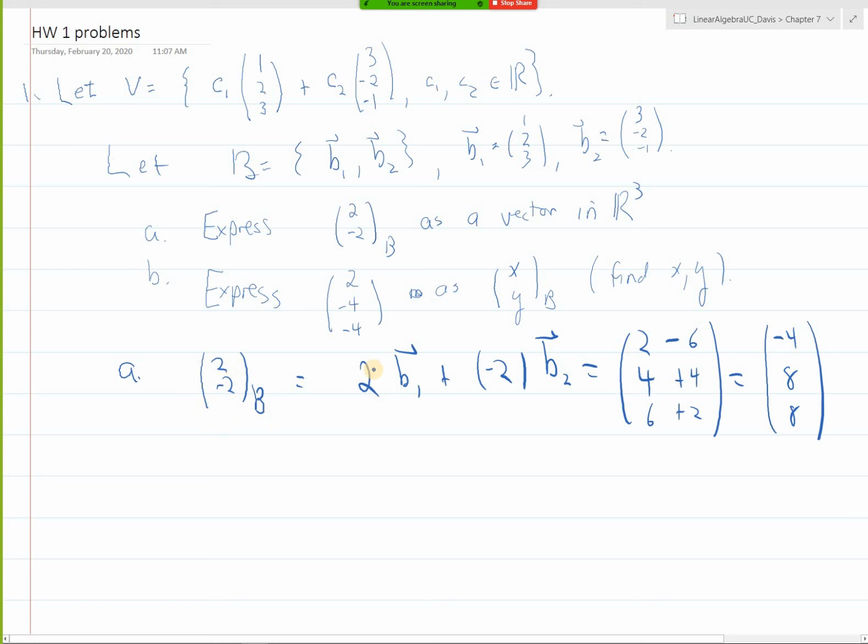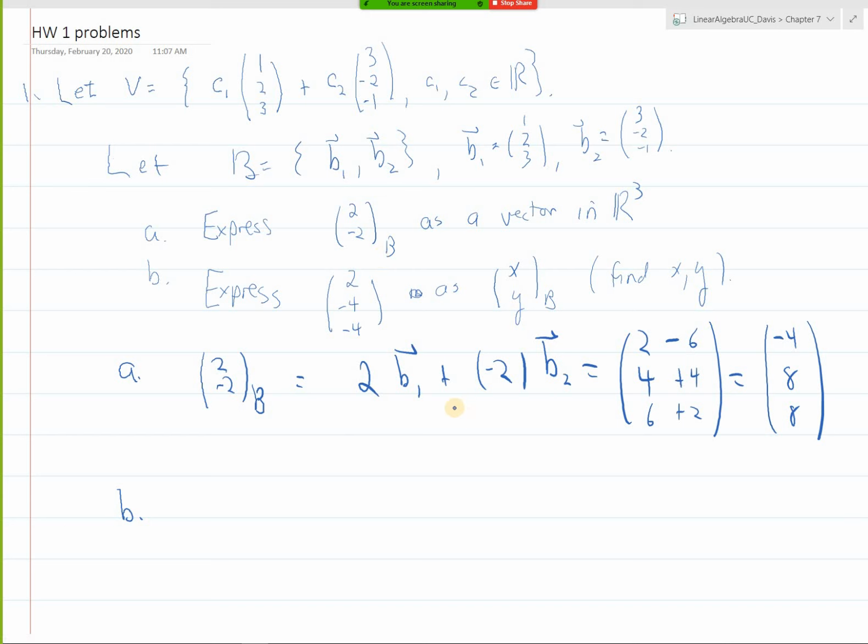Now here's a good one. Express this vector here, 2, -4, -4, as a two-component vector in the basis B. So what you want to do is set up an equation here for x and y. If you tell me what equation to set up, do it using the specific vectors.